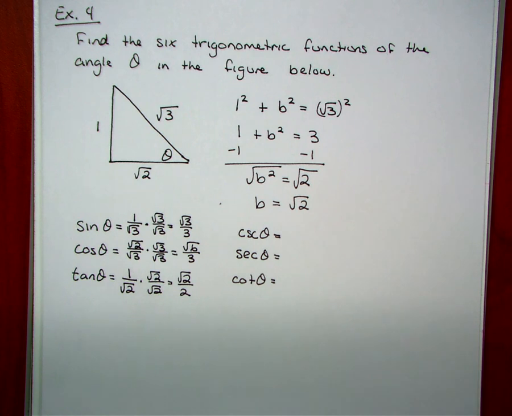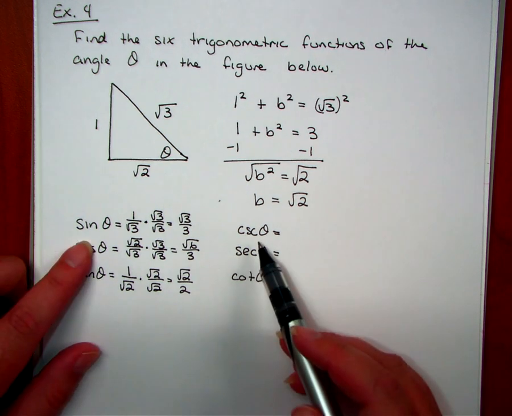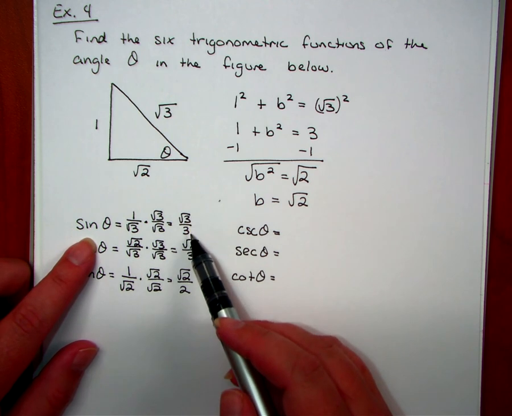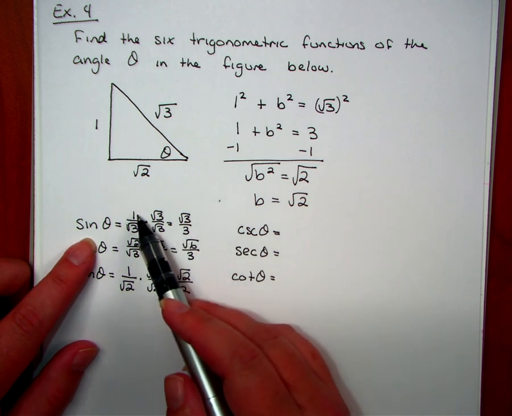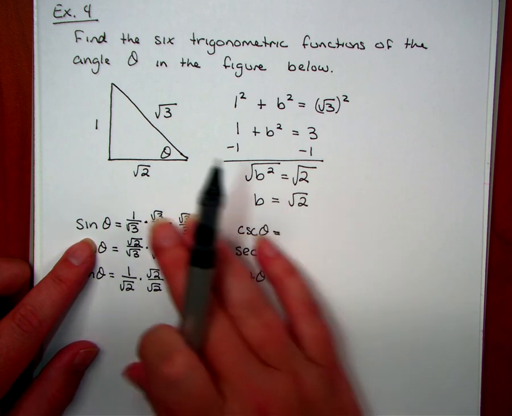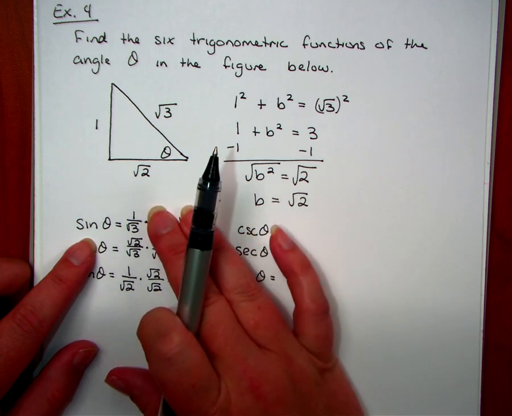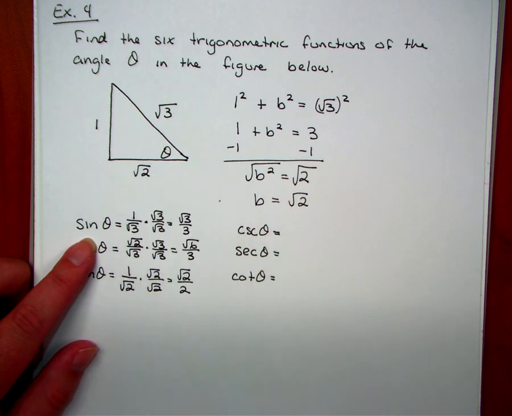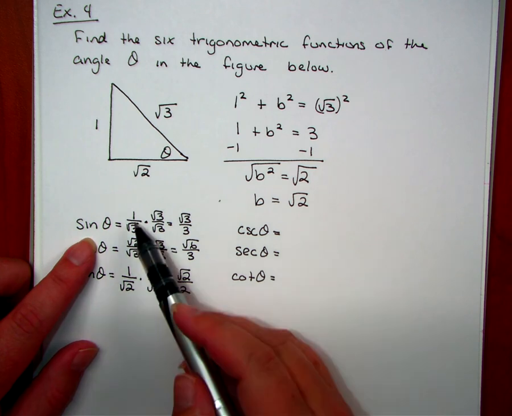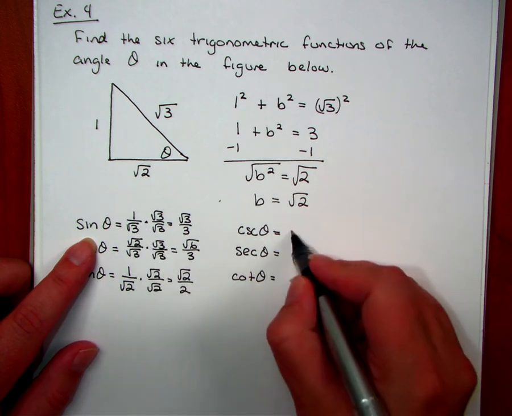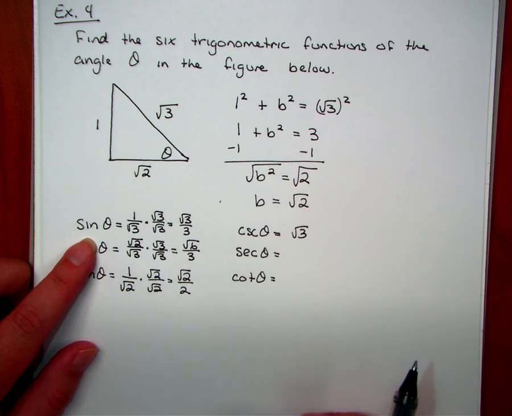Now, when we do cosecant, secant, and cotan, we know cosecant is the reciprocal of sine. But don't reciprocate rad 3 over 3, because then you'll have to rationalize that again. Go ahead and just go with your 1 over rad 3, and reciprocate your answer before you rationalize. So 1 over rad 3 has the reciprocal rad 3.